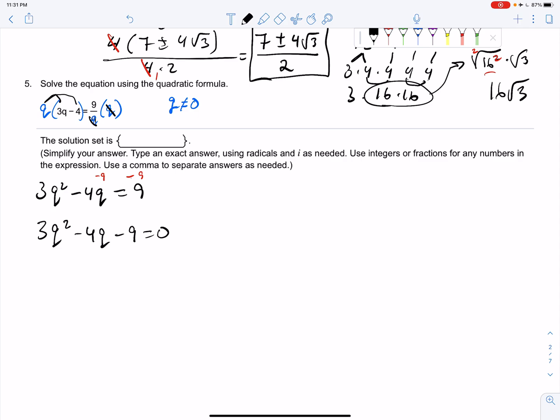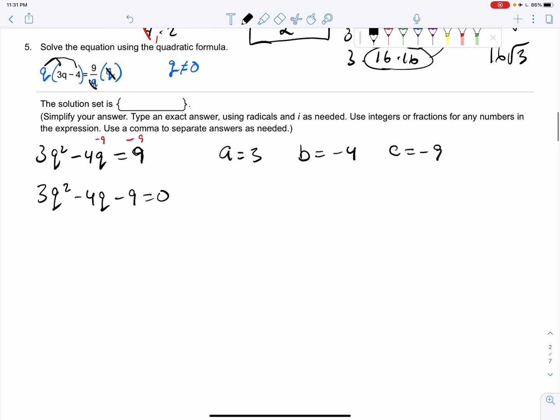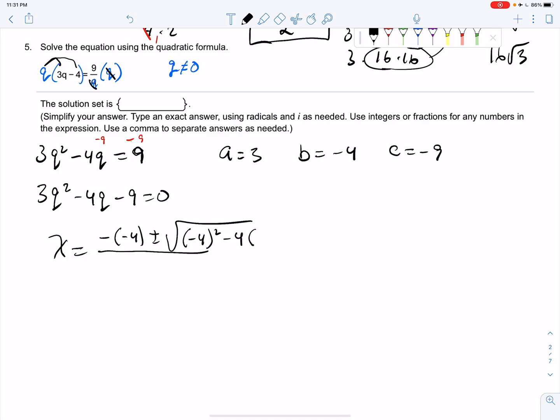If you don't put it in standard form, when you grab your A's, B's, and C's, like for instance this 9 was positive 9, the C value actually is negative 9, and so your signs will be off. Let's write down our A value is 3, our B value is negative 4, and our C value is negative 9. We're ready for our quadratic formula, which is x equals the opposite of b, so the opposite of negative 4, plus or minus the square root of b, which is negative 4 squared, minus 4 times a, which is 3, times c, which is negative 9, all over 2 times a, which is 3.